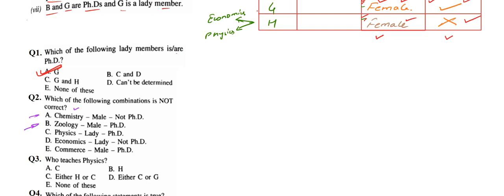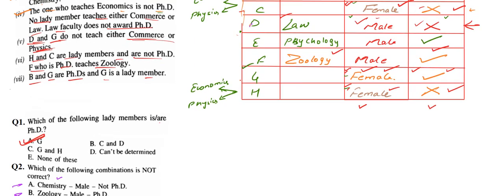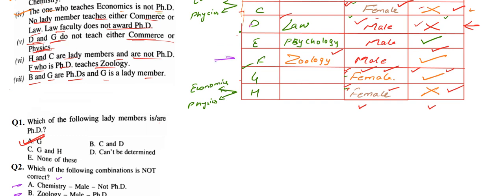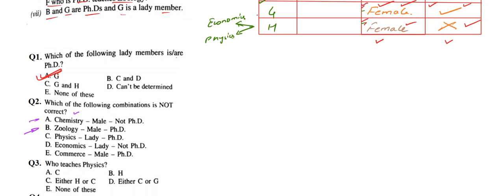Second, we have zoology, male, PhD. So here you can check in F, we have zoology, male and PhD. So option B is also a correct option, but we do not need a correct answer.